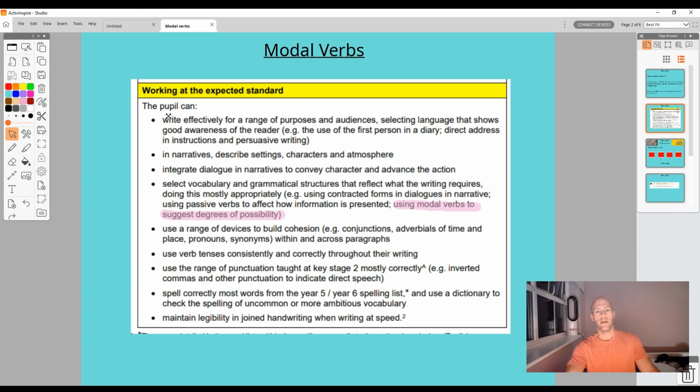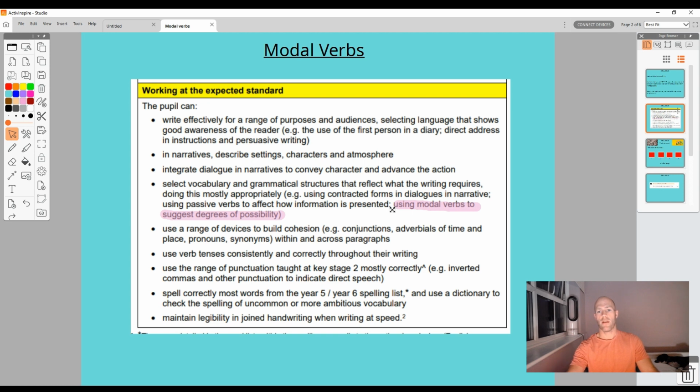Hopefully will love it. Here is a list of a much less exciting thing, but it is important nonetheless. It's the list of everything that shows what a pupil working at the expected standard at the end of Key Stage 2 should be able to do in their writing. So there's a whole raft of bullet points here. I'll go through videos that will support each one of them.